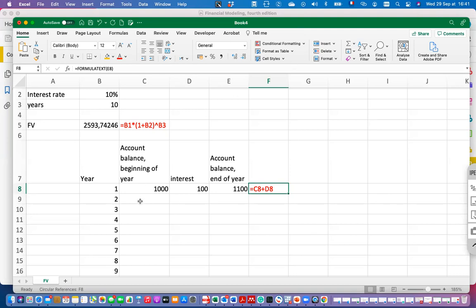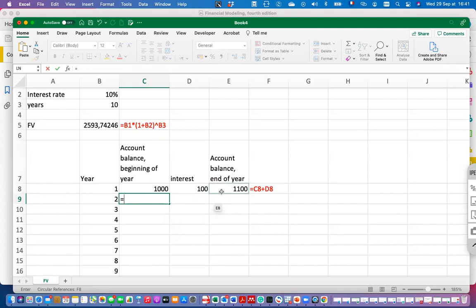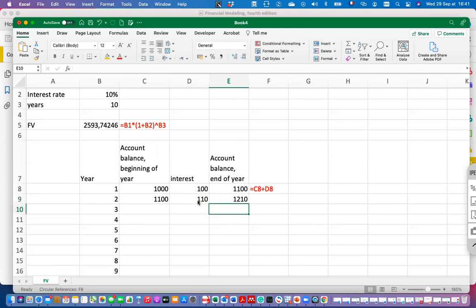So at the beginning of the second year, the account balance would be equal to the account balance at the end of the previous year, السنة اللي قبل. So equal to E8. And then we'll apply the interest rate on this new account balance. C9 times 10%. Once again, the account balance at the end of the year is equal to the beginning of the year plus the interest, and so on.